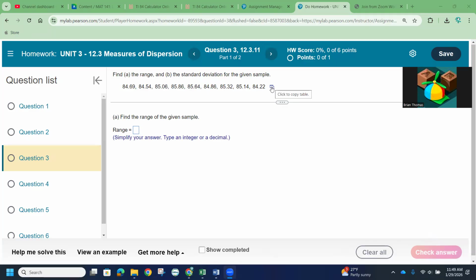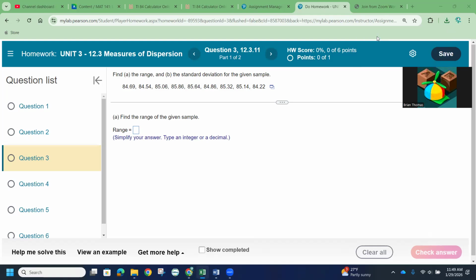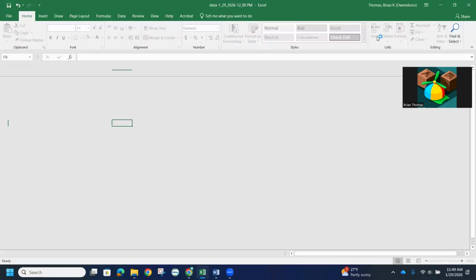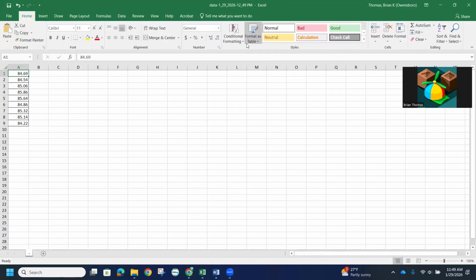Let me see if I can get this to cooperate. So we'll click on our little box here, open in Excel, click on this one. It looks like it gives a fresh one. I've got to enable editing. Looks like it didn't take it, so click it again. Looks like it took it that time. Let's see if I can make this all work here.